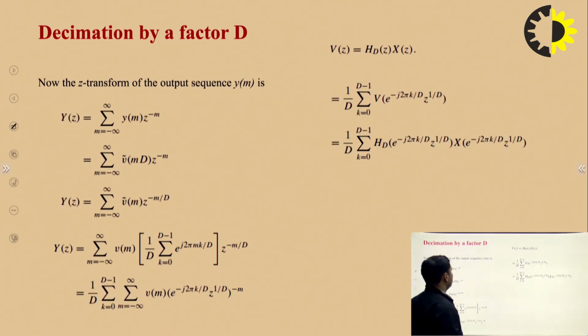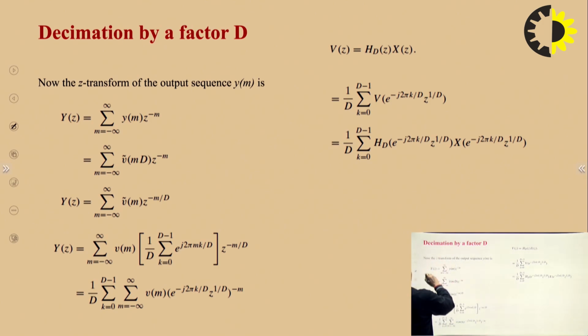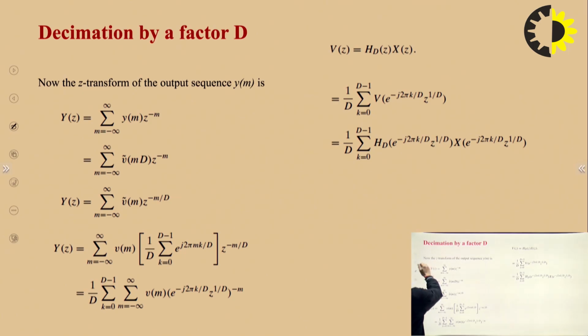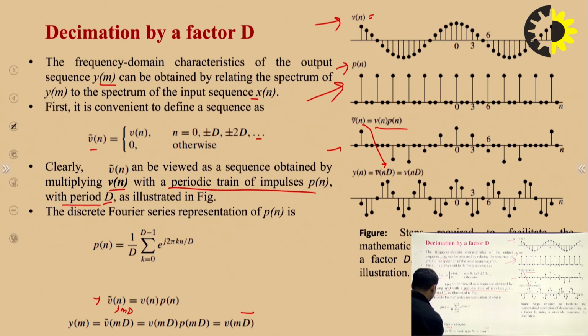Now let us think and discuss what will happen here. We have to go for the frequency response: what we are looking at in the time domain, we need to see what happens in the frequency domain. For that purpose, we now take the Z transform of the output sequence y(m).